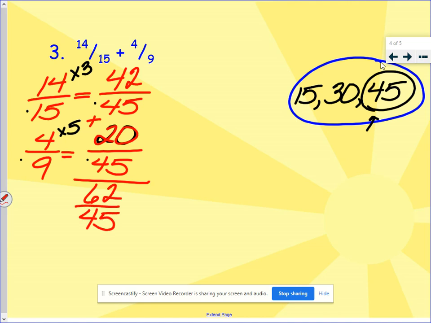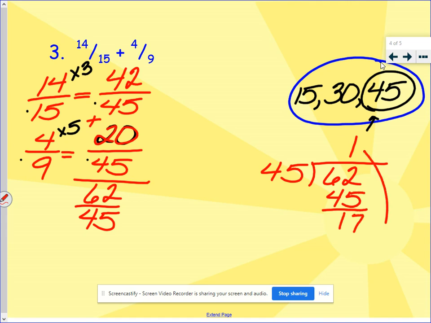I have an improper fraction as an answer, so I must simplify that. How many times does 45 go into 62? 1 time. And I fishhook. And I get a final answer of 1 and 17/45ths. You double check to see if 17/45ths is in simplest form, which it is. So our final answer is 1 and 17/45ths.